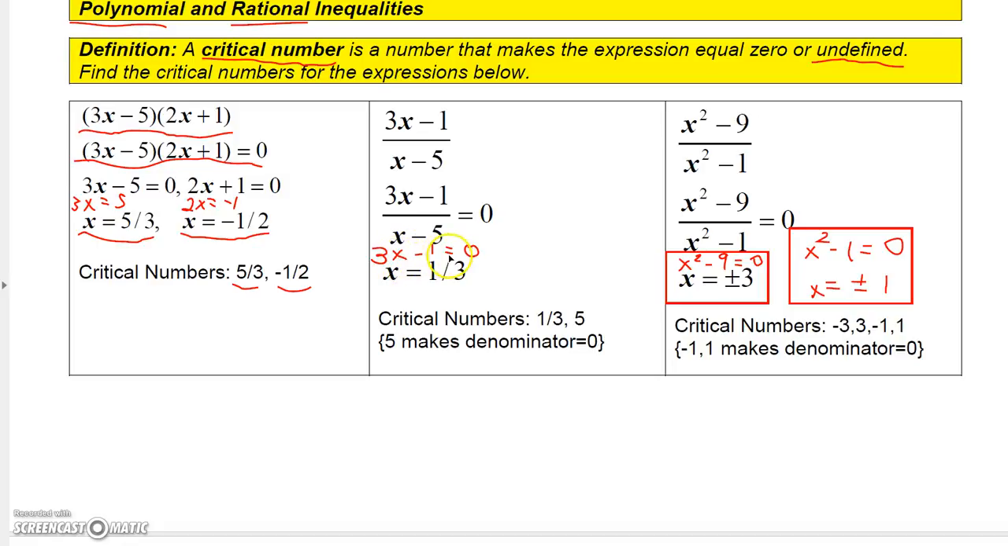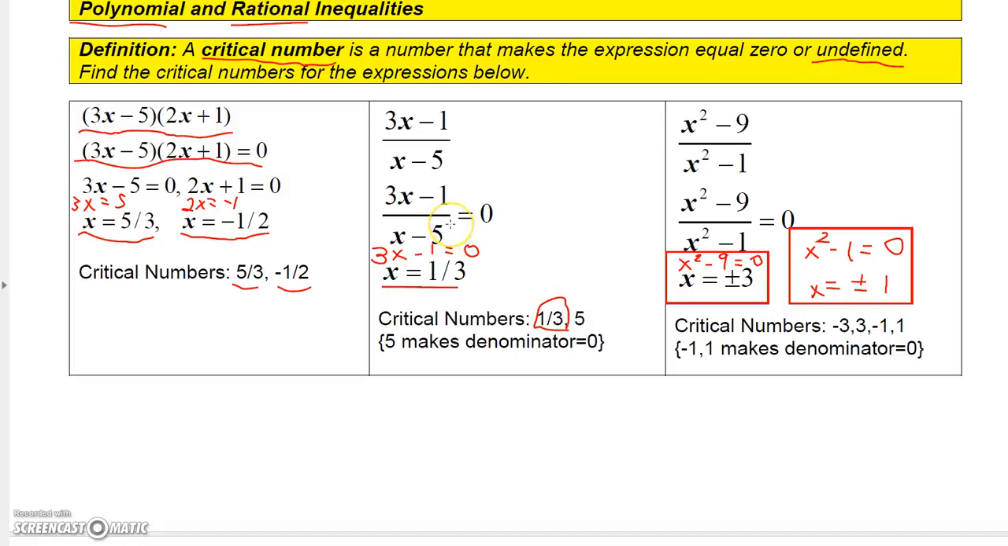And that's a pretty simple equation to solve. Just add 1 to both sides and you get 3x equals 1. And then divide both sides by 3 and you get x equals 1/3. So one critical number is 1/3. Okay, so x equals 1/3 is one critical number.